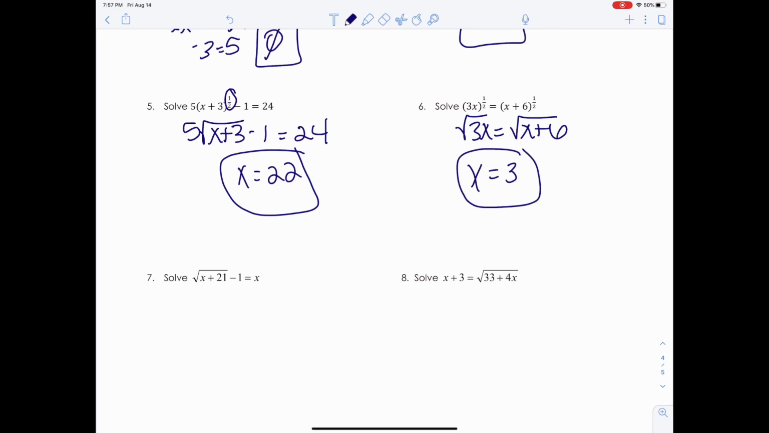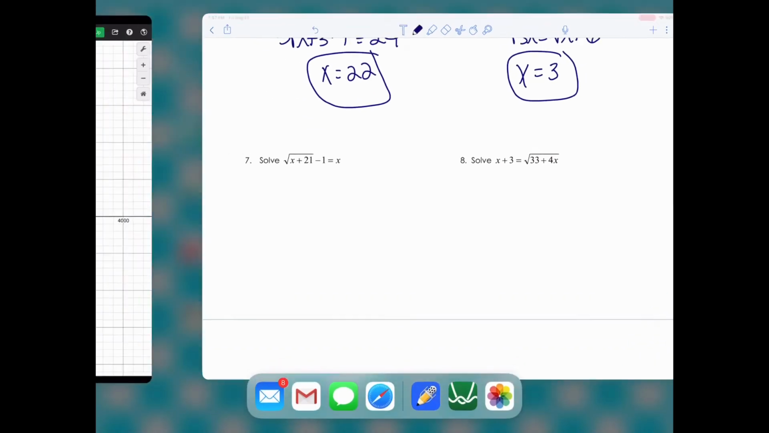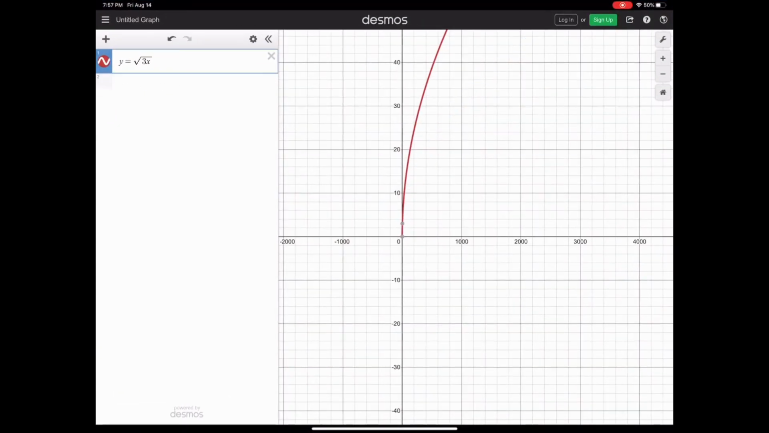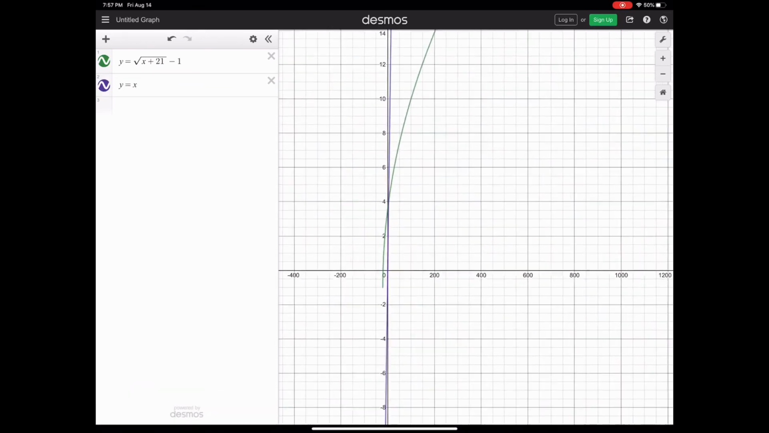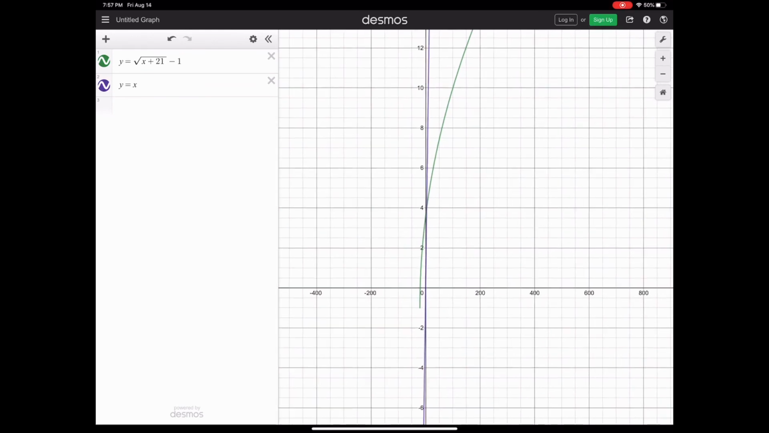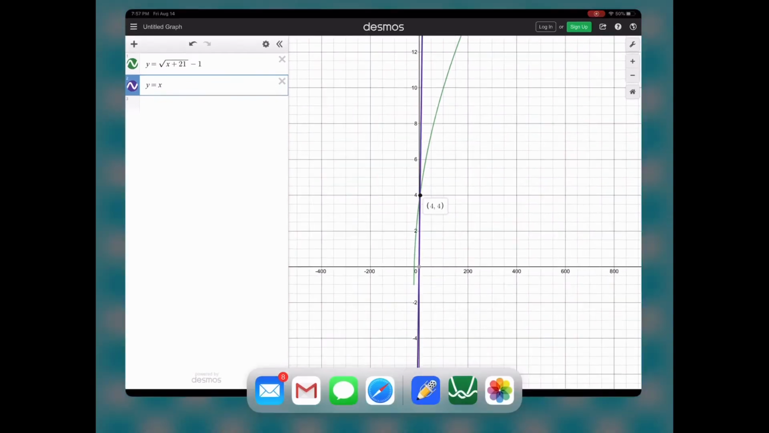Okay. For number 7, we just type those into Desmos. So I have the square root. So y equals the square root of x plus 21. Go to the outside, make sure that minus 1's on the outside. And I got y equals x. So I can zoom in here and see where these cross. Click on that. And our x value is 4.